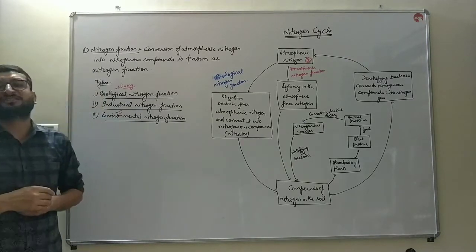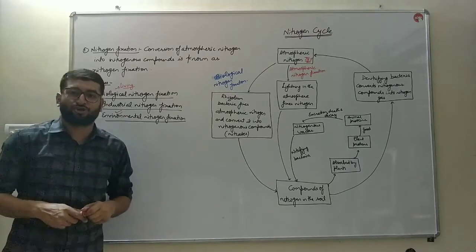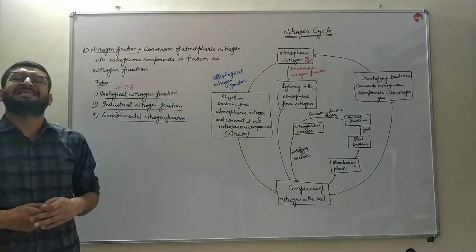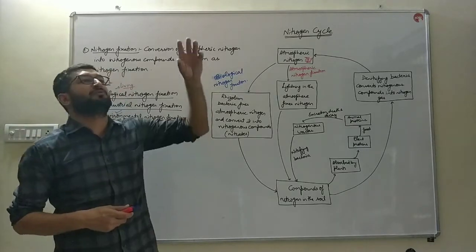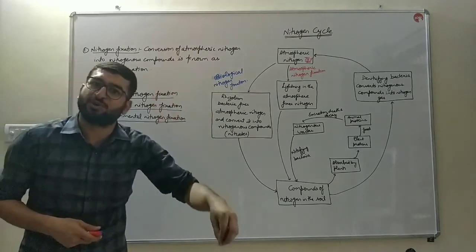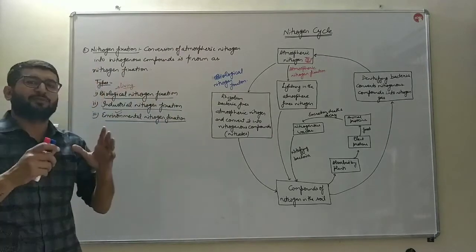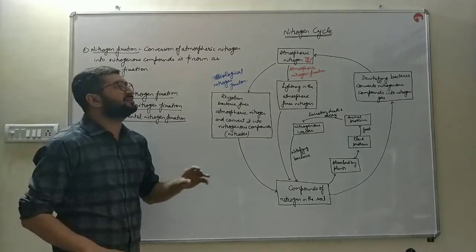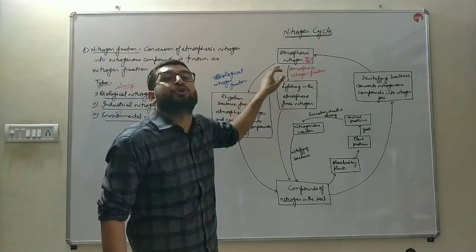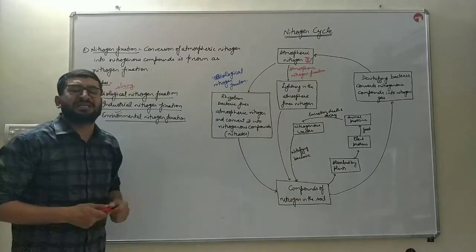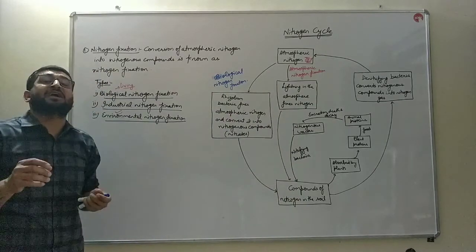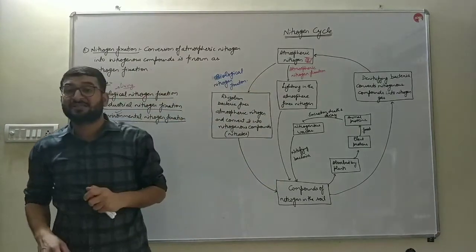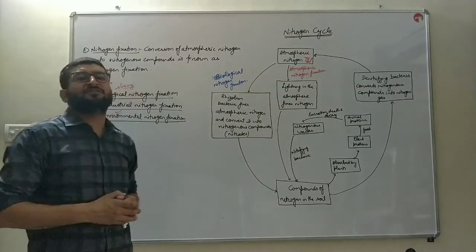Lightning converts the nitrogen into nitrous monoxide, then into nitrogen dioxide, which mixes with water, and then nitrates are formed, and in the form of rain, those nitrates will come into the soil. That's a very lengthy process. Just mention the point that lightning converts the atmospheric nitrogen into nitrogenous compounds, that is nitrates, which are mixed with the soil, and this nitrogen fixation is known as environmental nitrogen fixation.